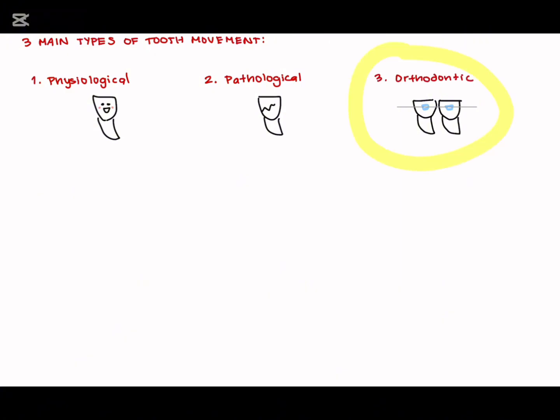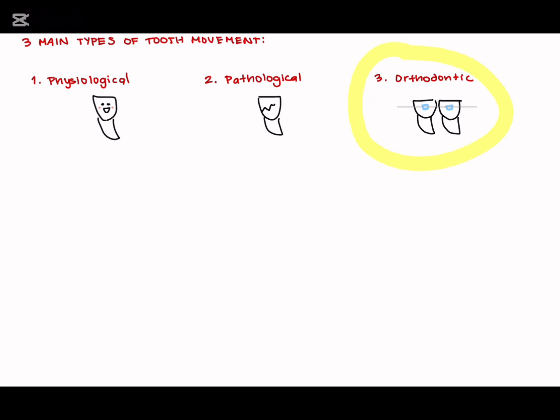Before we get into how braces work, let's briefly talk about why teeth move in the first place. There are three main types of tooth movement. One is physiological, two is pathological, and three is orthodontic, which is what we'll be focusing on today.